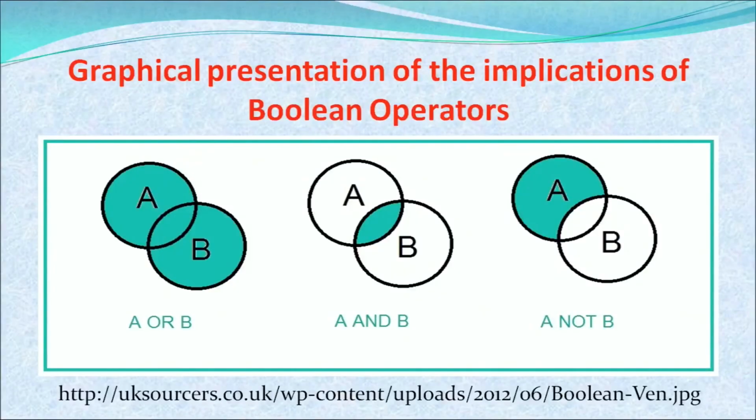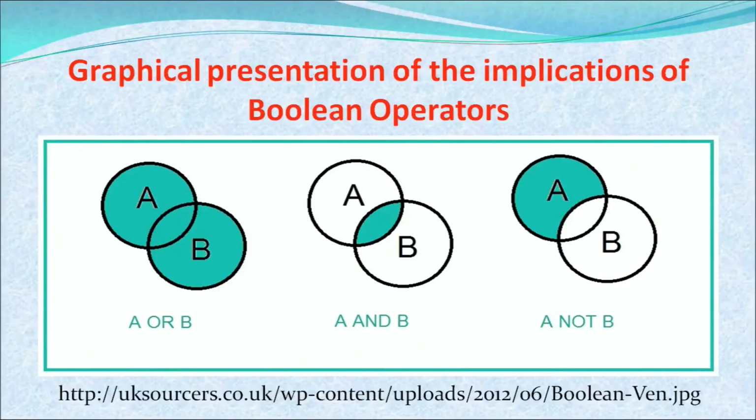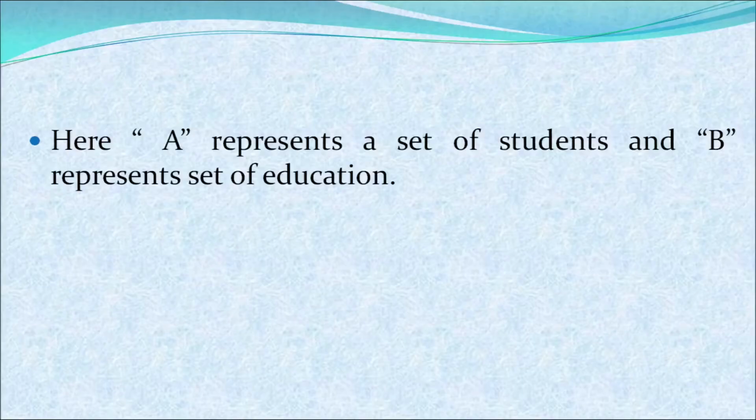This is the graphic presentation of the implications of your Boolean operators, where A represents students and B represents education. This is the representation of A and B which we have shown you.